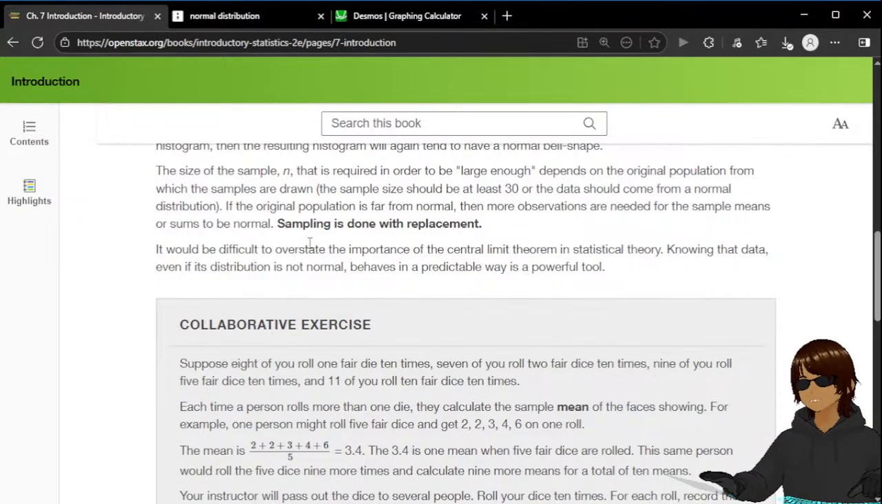It is often difficult to overstate the importance of the central limit theorem in statistical theory. Knowing that data, even if its distribution is not normal, behaves in a predictable way is a powerful tool.